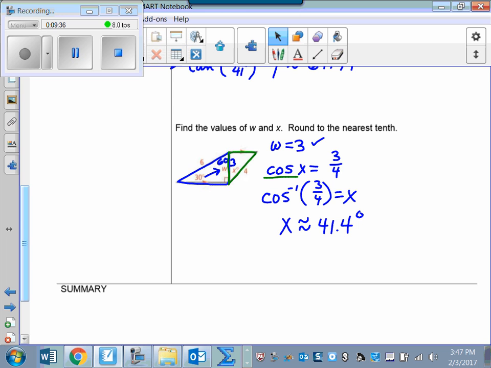And our next lesson will be on angles of elevation and depression. So we'll be using a lot more sine and cosine and tangent and their inverses. So make sure you get plenty of practice.